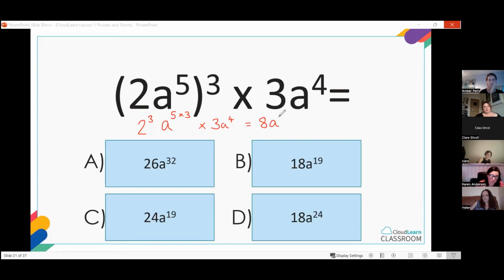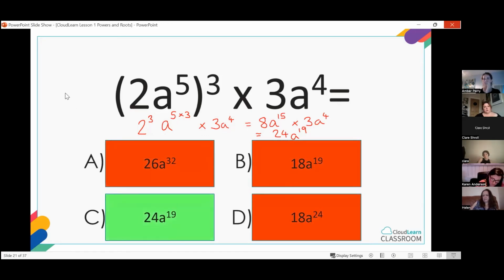So that's a to the power of 15 there. And then we're going to multiply all of that by 3a to the power of 4. We are going to have to do quite a lot of times tables here, I'm afraid. 8 times 3 is 24. A to the power of 15 times a to the power of 4. Add those powers, we get a to the power of 19. So the correct answer there was C.